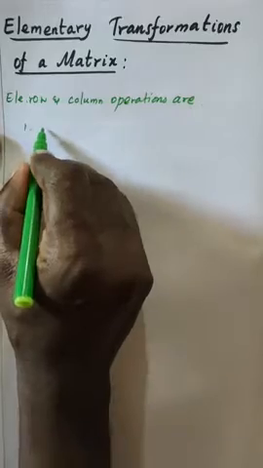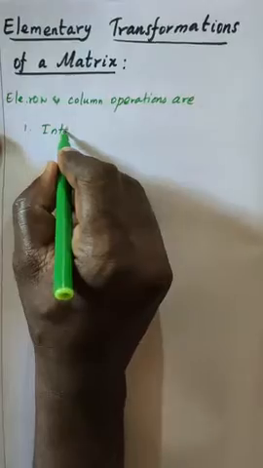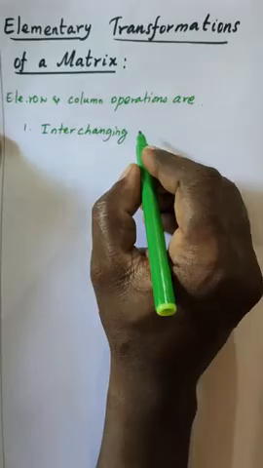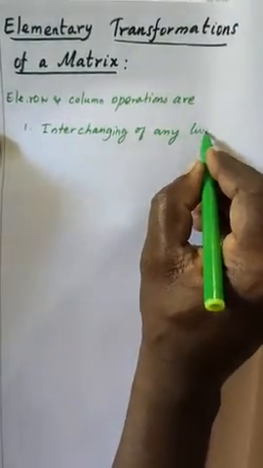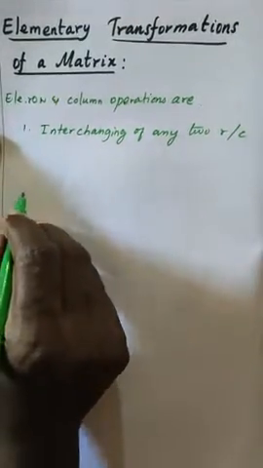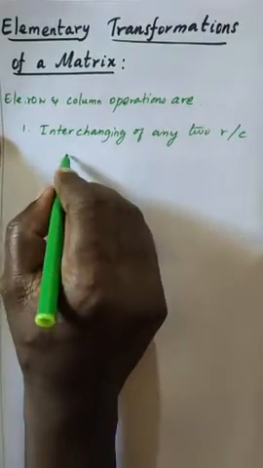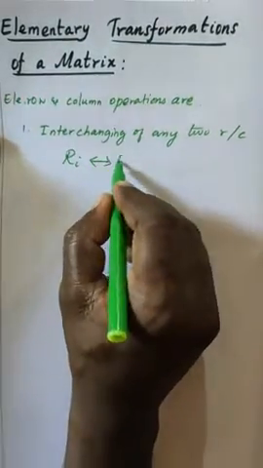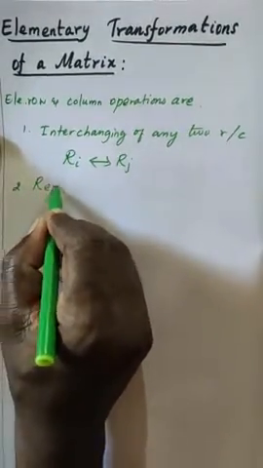The first one is interchanging of any two rows or columns. The interchanging of ith and jth row is denoted by Ri interchanged with Rj.